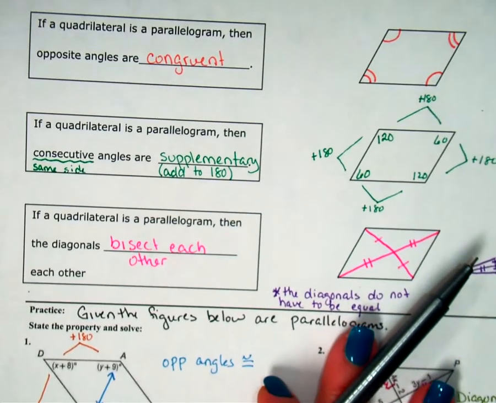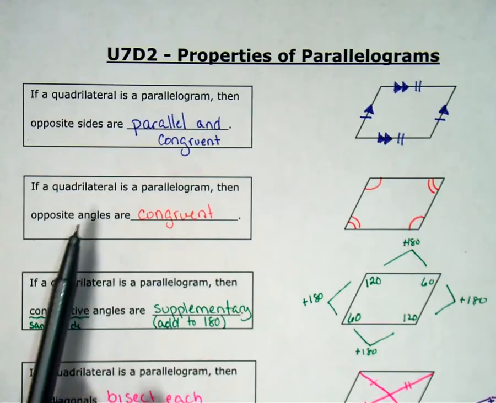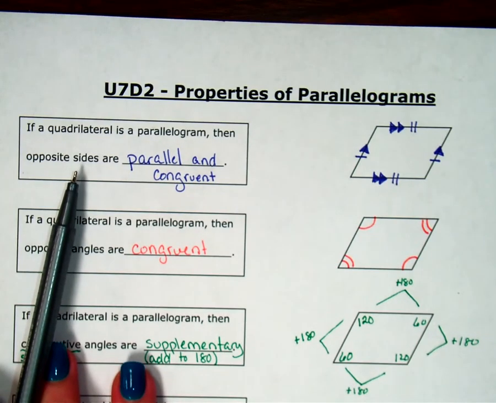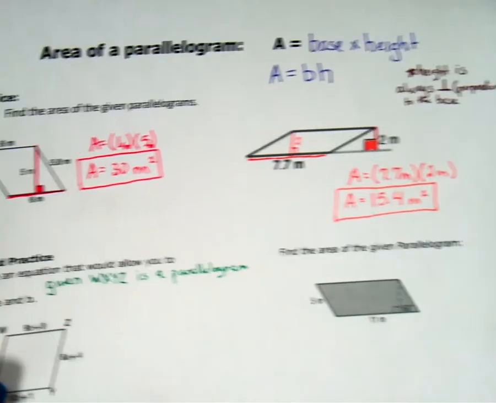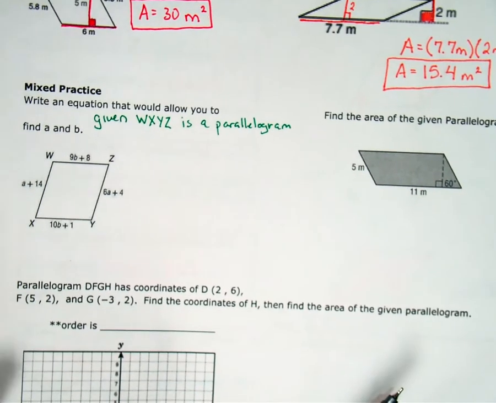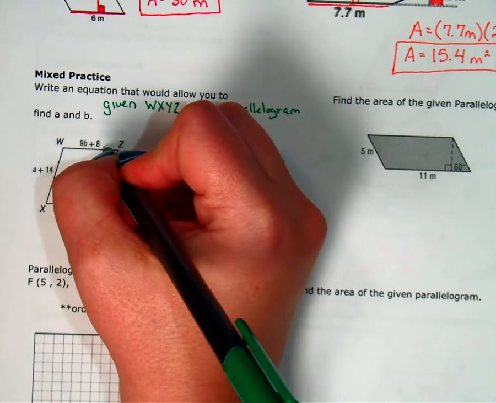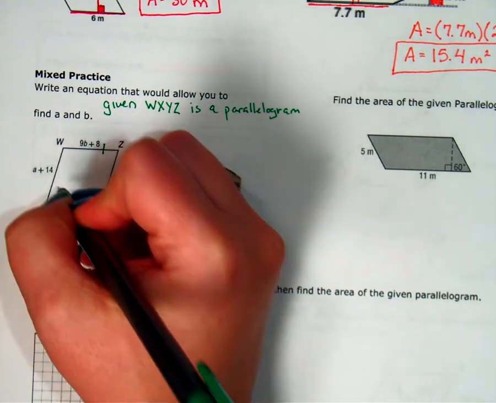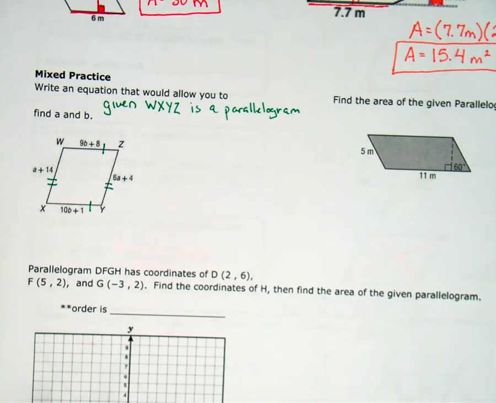The only thing I know as far as when I look at my properties, I've got diagonals, I've got angles, this is the only thing I know about sides. My opposite sides are both parallel and congruent. So my opposite sides are parallel, which doesn't really help me find what the A's and B's are because they're sides. But my opposite sides are congruent, which means I can set their measures equal.